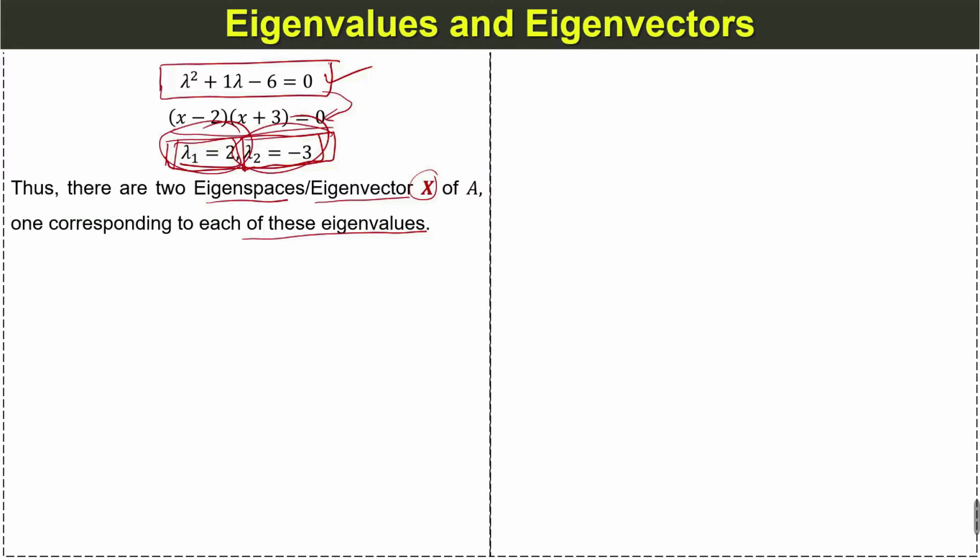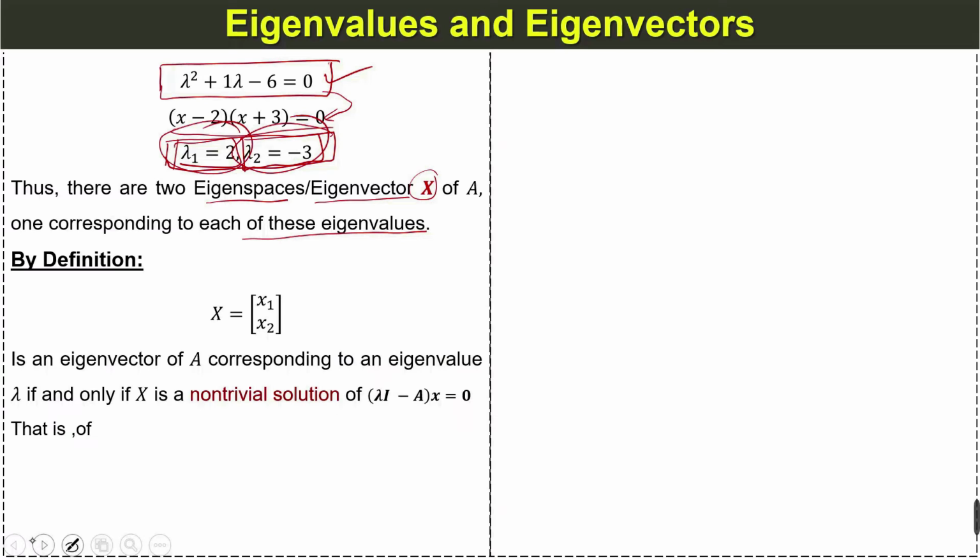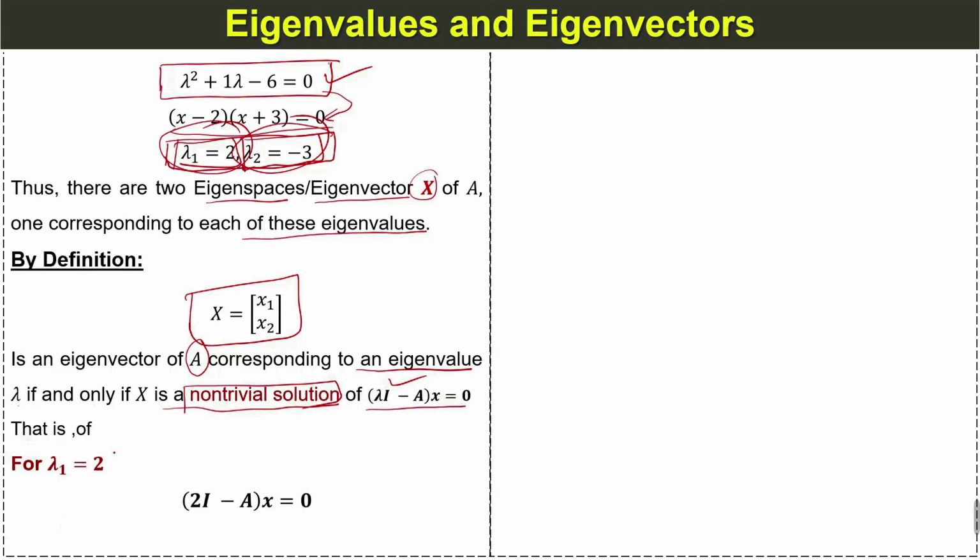Okay, so let's start to find the eigenvectors. By definition, x equal to x1, x2 is an eigenvector of the matrix A corresponding to an eigenvalue lambda if and only if x is a non-trivial solution to this equation. Non-trivial means a non-zero solution. So first we find the eigenvector for lambda 1 equal to 2, and we put this 2 in this equation.